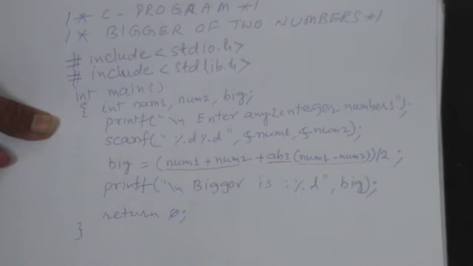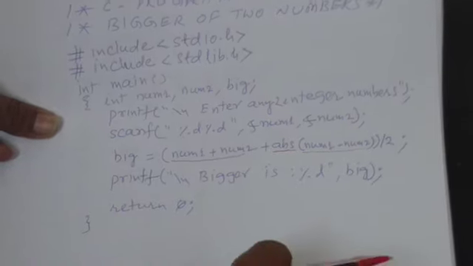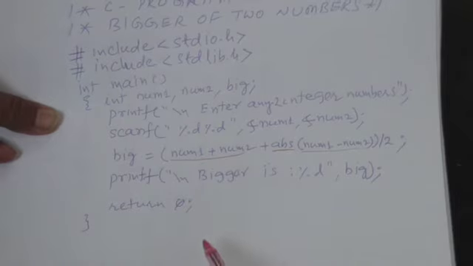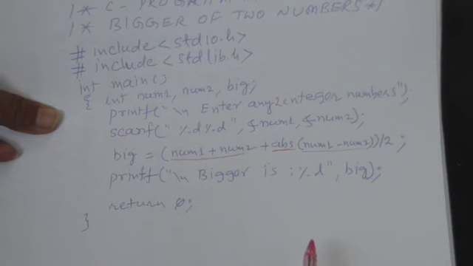So this is a very simple example of finding out the bigger of the two numbers without using a relational operator. Thank you.